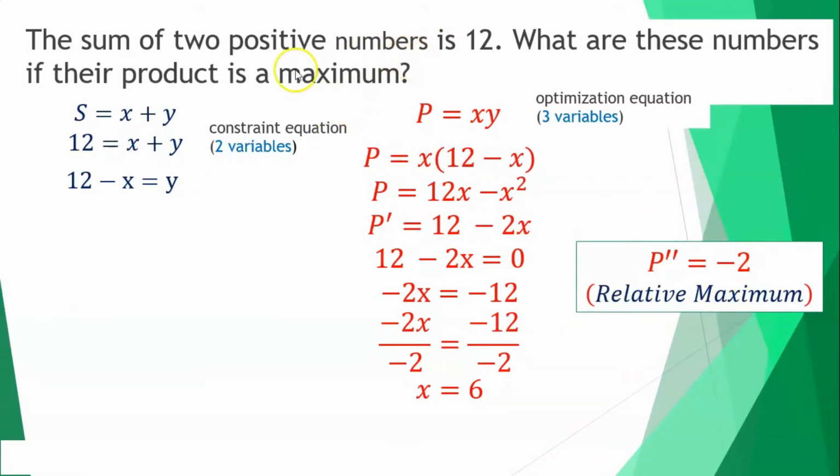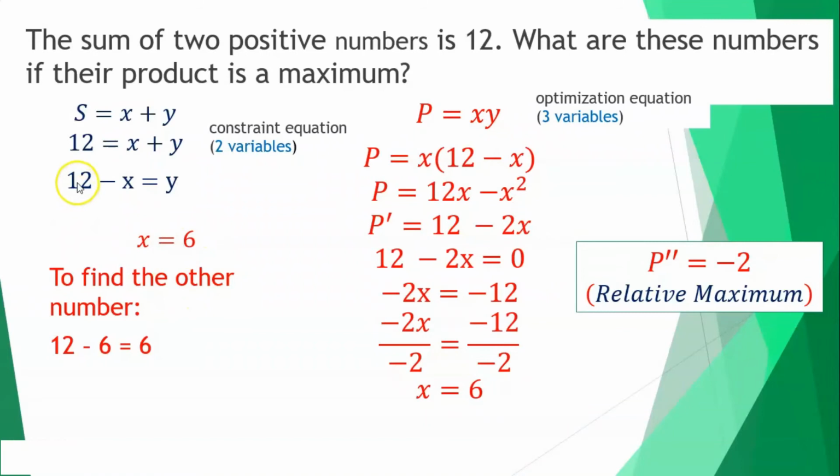So take note, what's required here is a maximum product. x is 6. So if our first number is 6, to get the other number, that would be 12 minus 6, or simply 6. So therefore, the numbers are 6 and 6. Please take note of that. Okay, another.